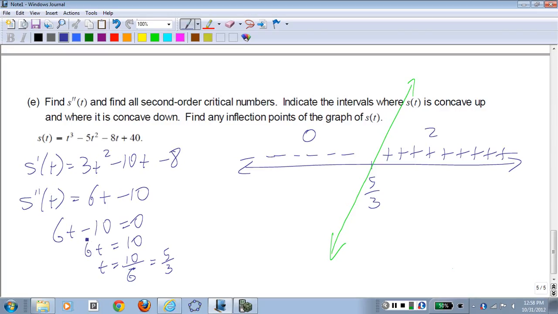6 times 0 is 0, minus 10 is negative 10, so s double prime of 0 equals negative 10, the minuses. And s double prime of 2, 12 minus 10 is 2. That's positive, so we get the pluses. Now, the minuses and the pluses tell us what about the original function s? S of t is concave down with the minuses and concave up with the pluses.